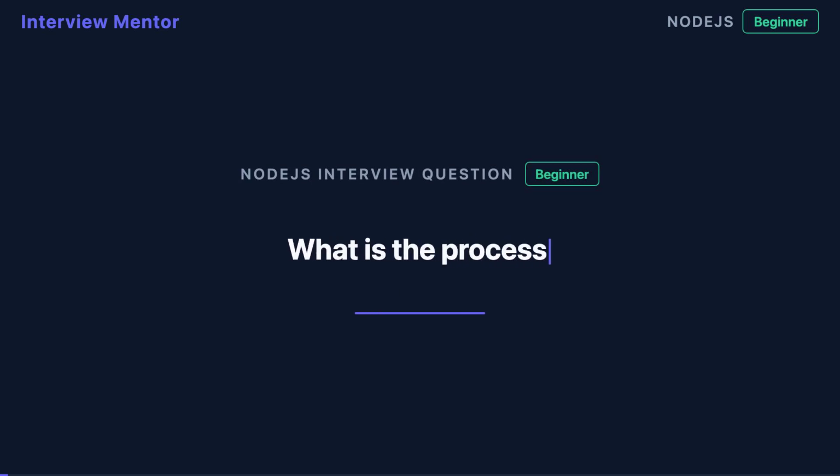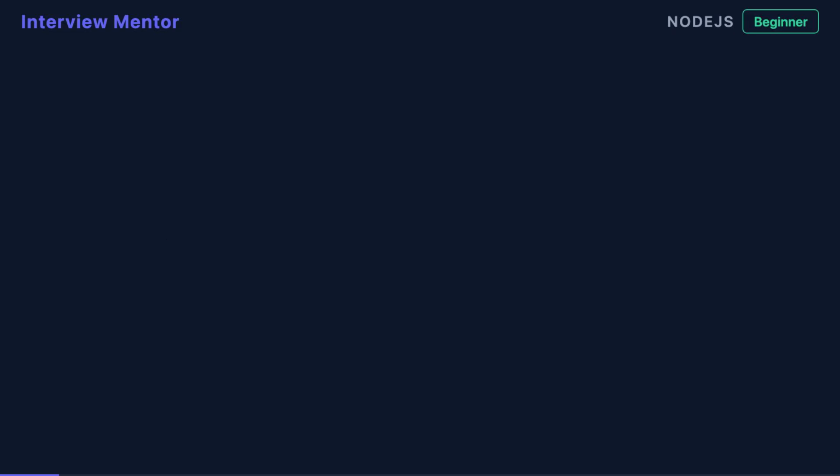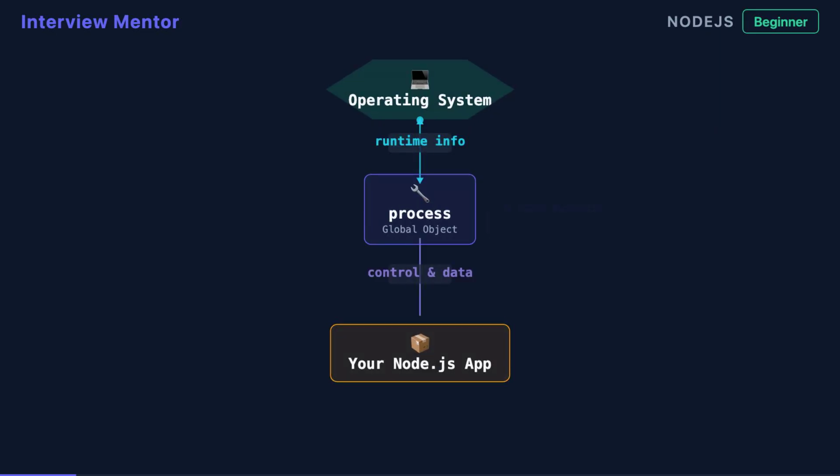The process object is your application's control panel, but most developers only scratch the surface. Let's explore what it really offers. The process object is a global in Node.js that provides information and control over the current running process. You don't need to import it. It's always available. Think of it as a bridge between your JavaScript code and the underlying operating system.